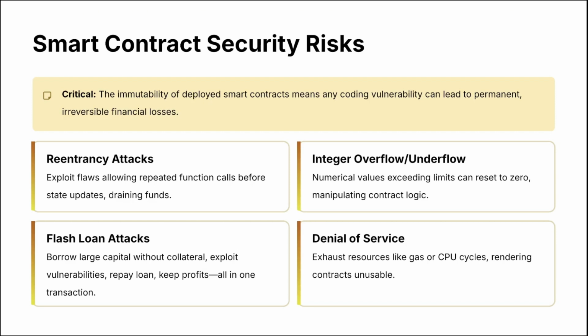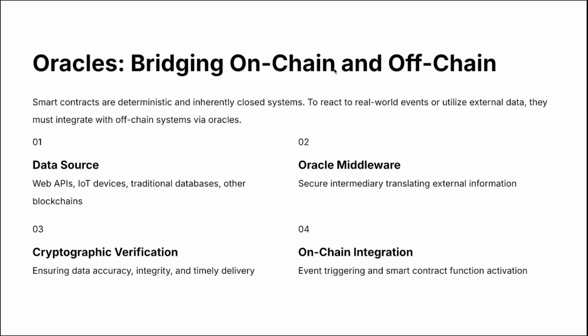Lastly, we have the denial of service attack, which targets the availability of the smart contract by exhausting the gas limit or computational resources. An attacker can make a contract unusable, effectively freezing its functionality. These risks highlight why rigorous auditability, formal verification, and secure coding practices are essential when deploying smart contracts in any high-stake environment.